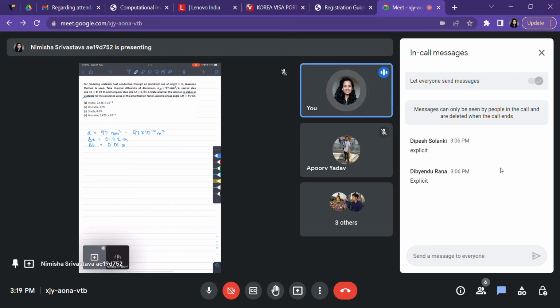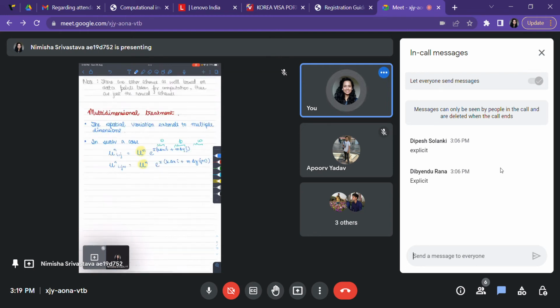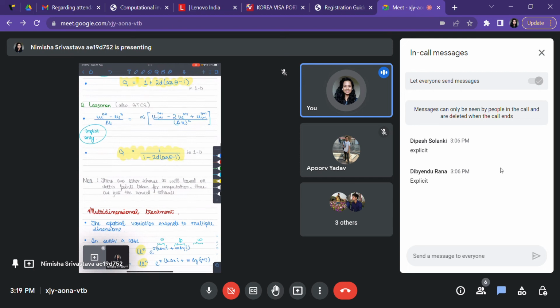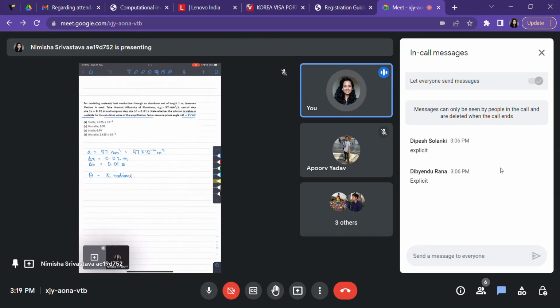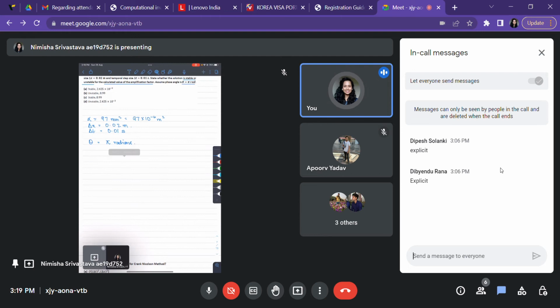State whether the solution is stable or unstable. So it's asking me to calculate the G, the amplification factor. Assume theta is equal to pi radians. I'm just going to go back and refer to my formula for G for the Laasonen method. This is also a 1D problem, so I don't need to worry about other dimensions. It's not multi-dimensional because it's an aluminum rod and we're only given information regarding the heat conduction along the length. Then using this formula, G is 1 minus.